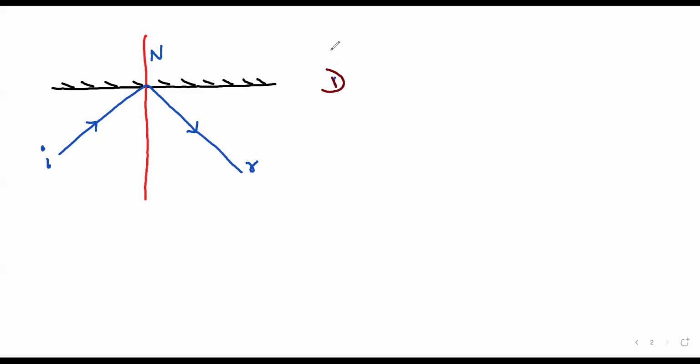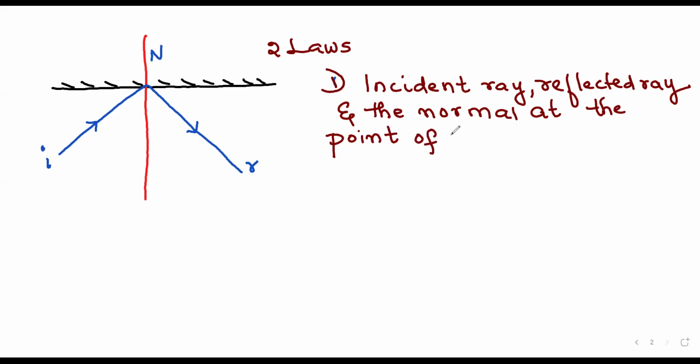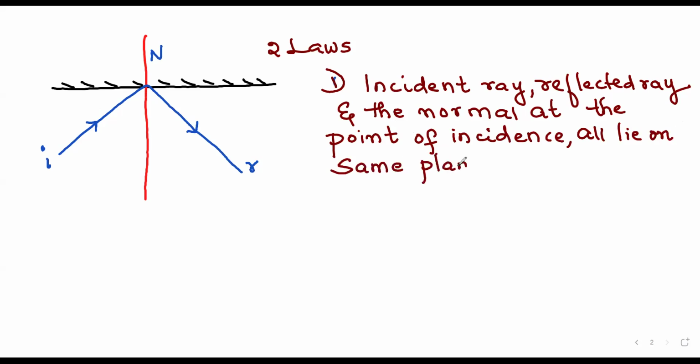So what is the first law of reflection? There are total two laws of reflection. The first law is incident ray, reflected ray, and the normal at the point of incidence all lie on the same plane. This is the first law of reflection.